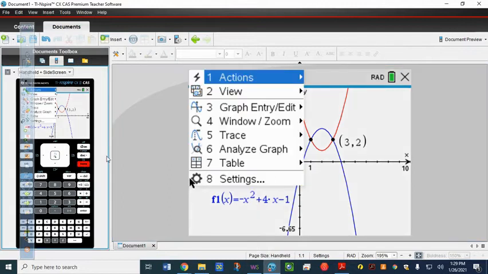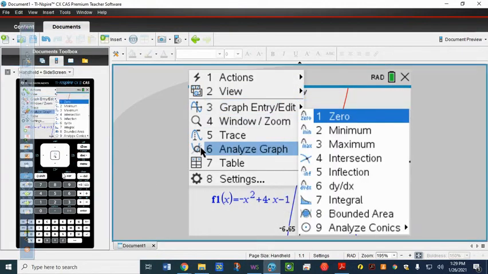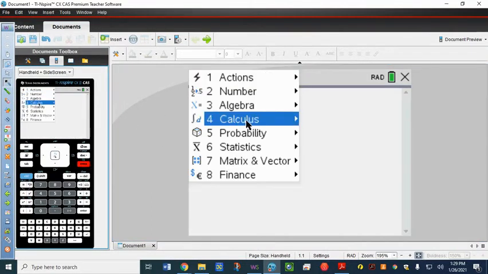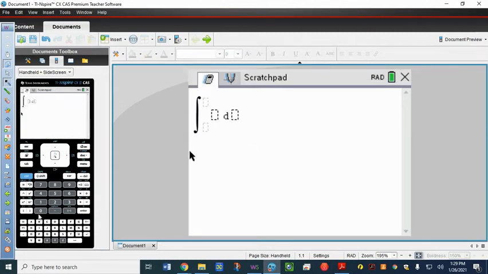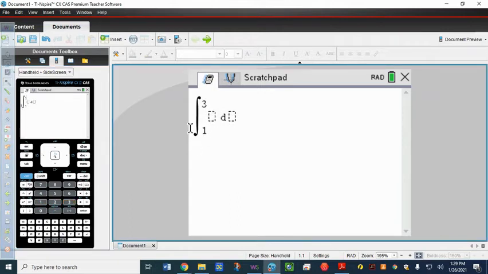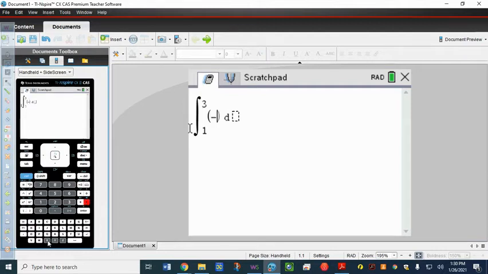So we could go over here to menu. Oops, sorry, we need to be in the other screen. Okay. Menu, calculus, integral. We're going from 1 to 3. And my top curve was negative x squared, so I'm going to put parentheses around that. You guys are probably much faster at this part than I am. It's kind of hard to do it on your computer screen. Plus 4x minus 1, minus, another set of parentheses.